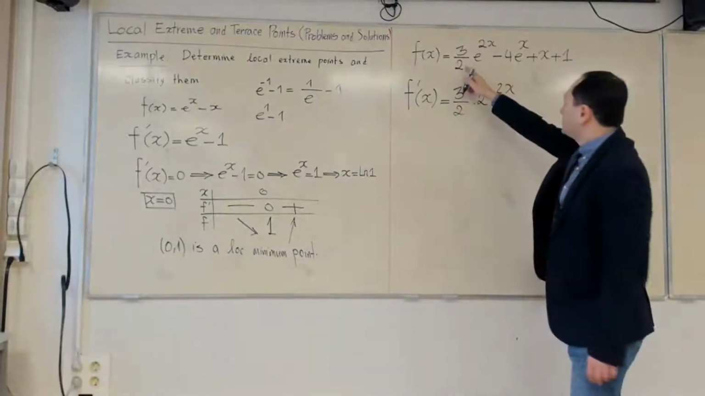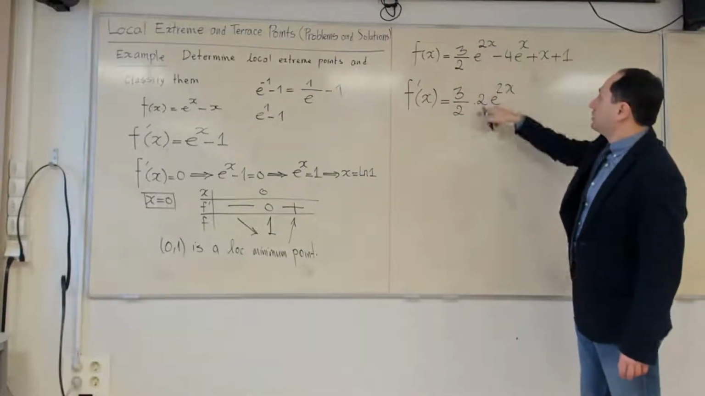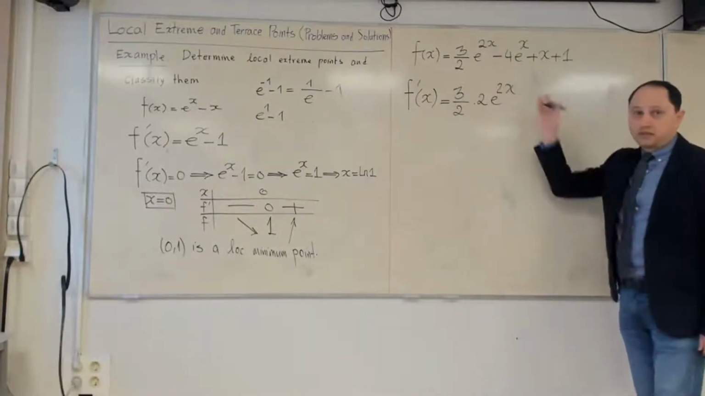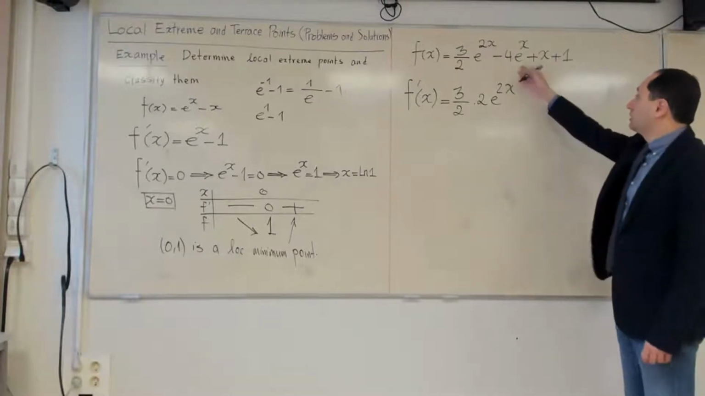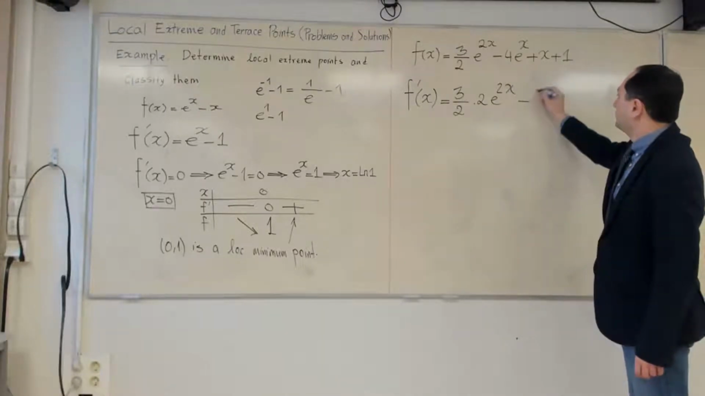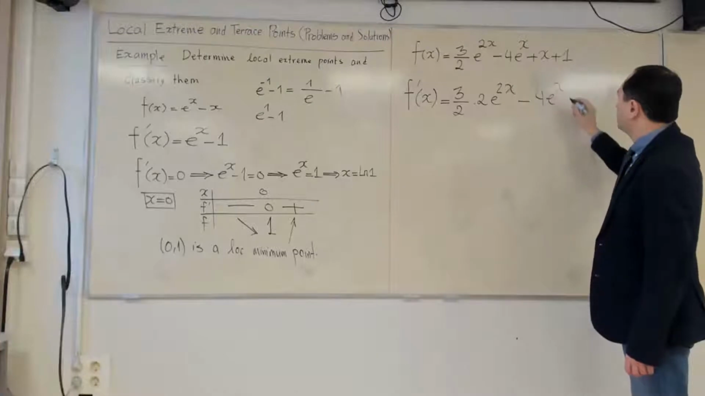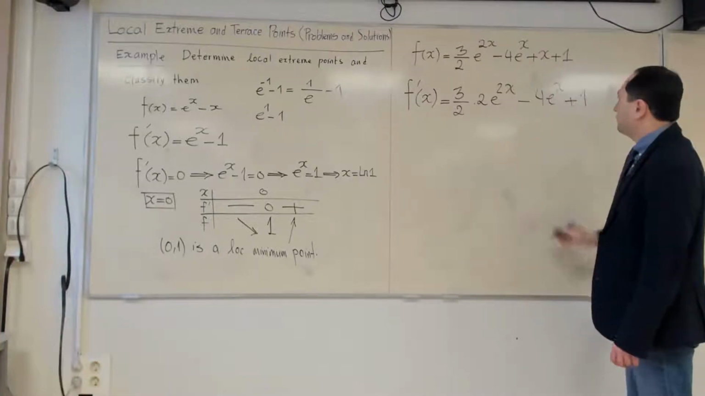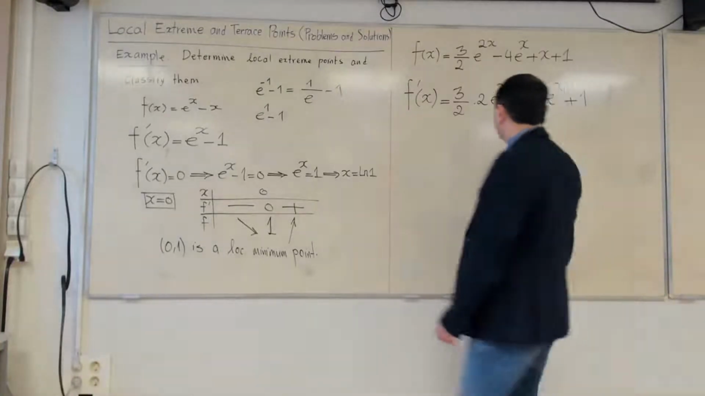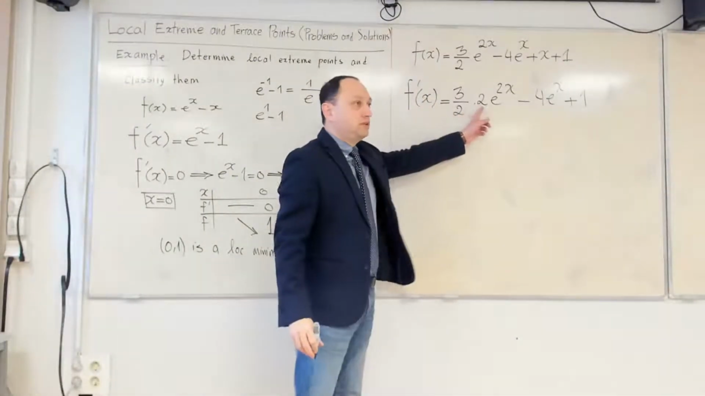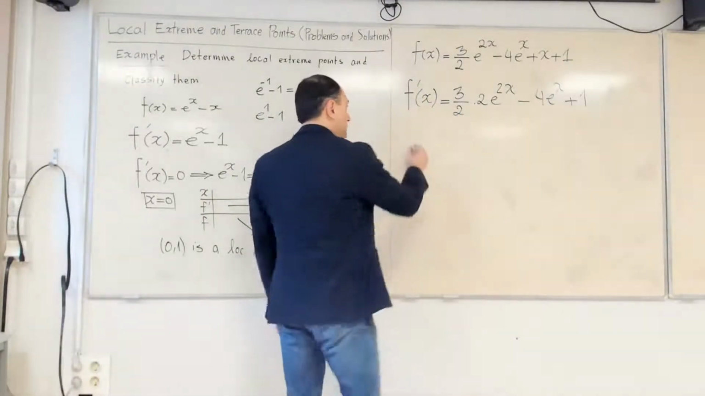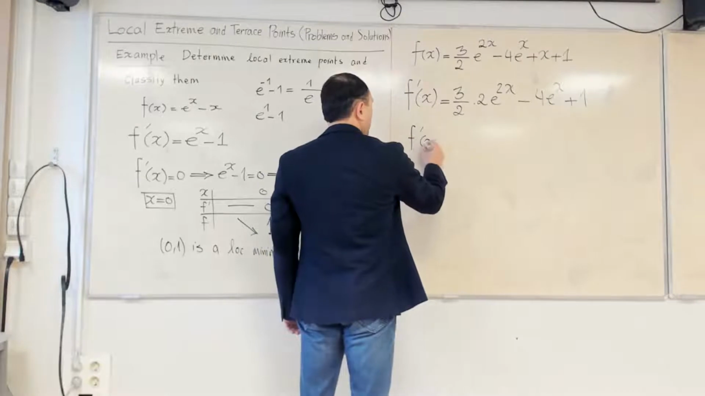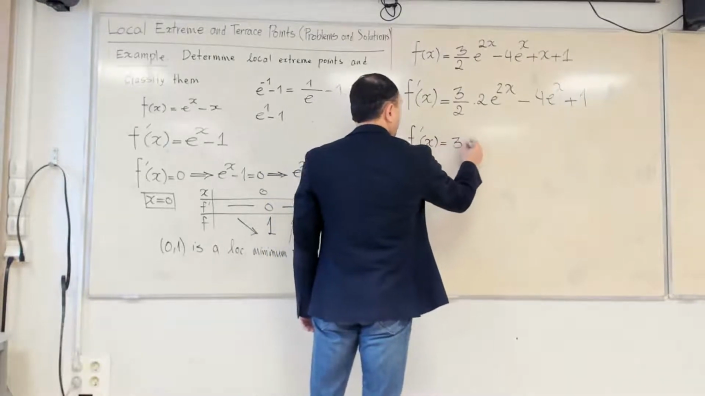Yes, because this 3 over 2 is a constant, this 2 goes down, and I have to repeat the function. That's an exponential function, we know. Okay, can you continue? Minus 4e to the power of x. And? Plus 1. Of course, can I simplify it a little bit? Yes, because this 2 here will cancel that 2, so let me just write it in the most simplified form. So this becomes this.